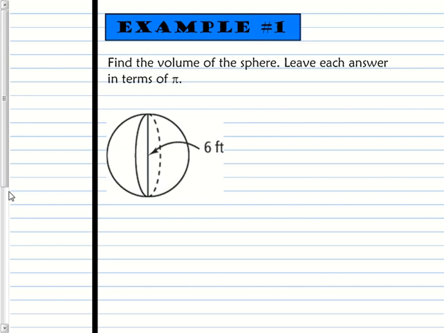I'm going to set up these problems, and then I want you to pause the video to work them out and come back and check your answers. Example number 1. Find the volume of the sphere. Leave the answer in terms of pi.